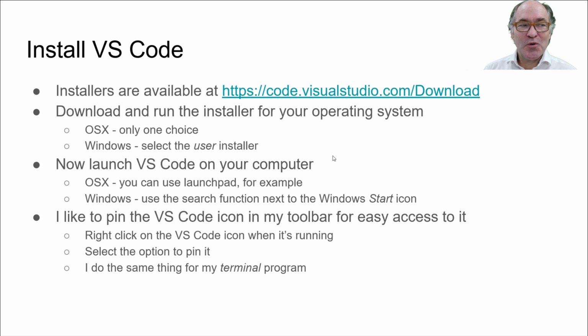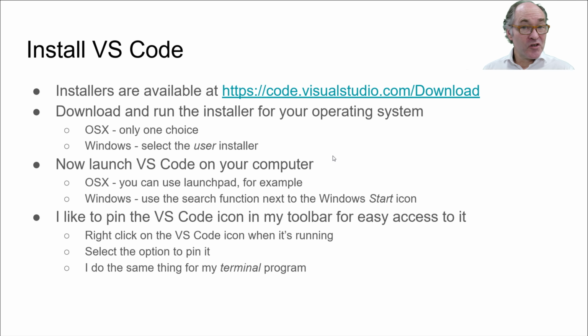Okay, so now you can launch VS Code on your computer. If you're using OS X, you can go to your Launchpad and type in VS, and the VS Code icon will probably pop up. If you're on Windows, do the equivalent thing by doing search down in the lower left corner of your Windows screen. Type in VS Code, and an icon to run the VS Code app will come up.